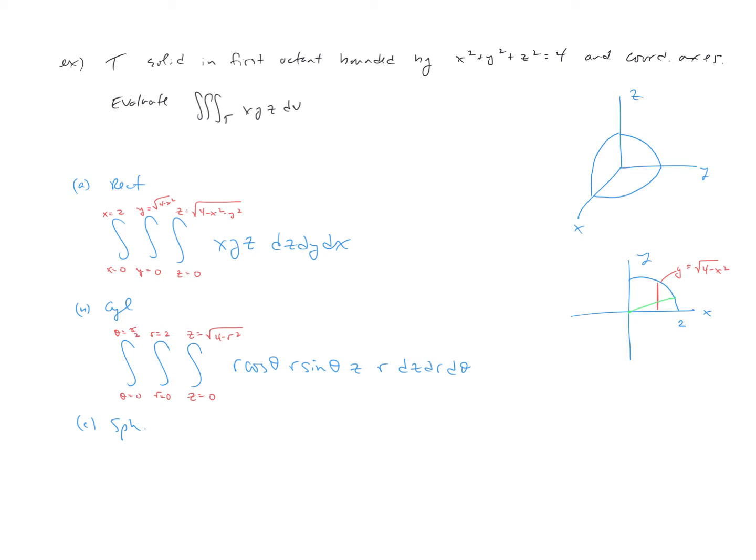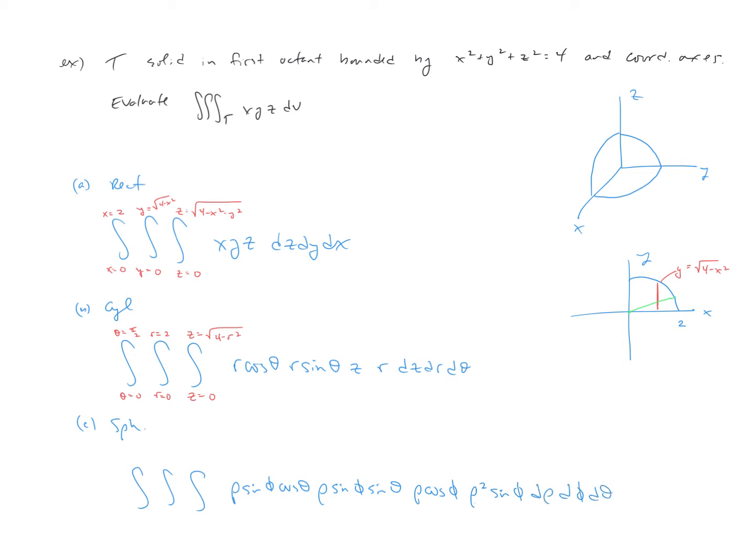And so there's your setup for cylindrical. Now for spherical, we'll have our triple integral. And much like cylindrical, we are going to have to substitute stuff in here. So the x is going to be rho sine phi cosine theta. The y is going to be rho sine phi sine theta. The z is going to be rho cosine phi. And then the dv is going to be rho squared sine phi d rho d phi d theta.